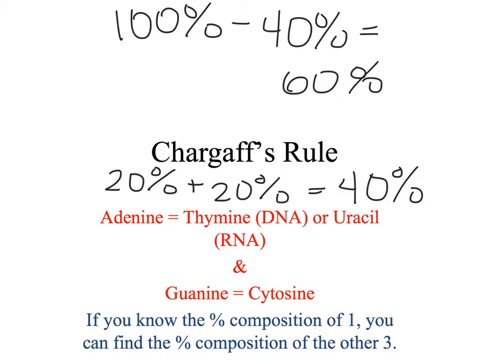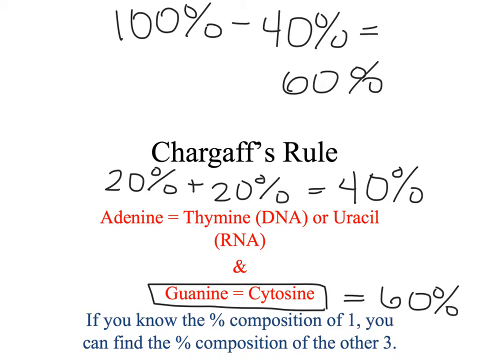Now they're also equal to each other. So how can I figure out how much guanine and cytosine I have? Add them together. Add what together? 60% and 40%? No, 60% and 40% gives me 100. 60% and 20%? Mm-mm. 60 and 60 make 120. You're trying to figure out guanine and cytosine are equal to 60%. How can you figure out how much each one of them has? Divide by 2. So 60% divided by 2 means that you have 30% guanine and 30% cytosine.